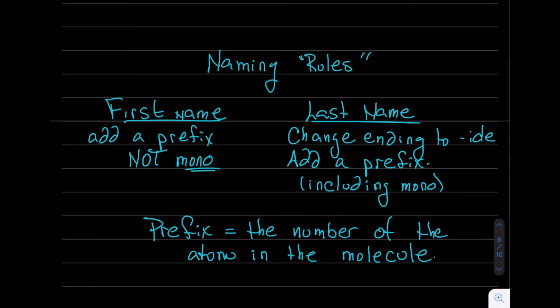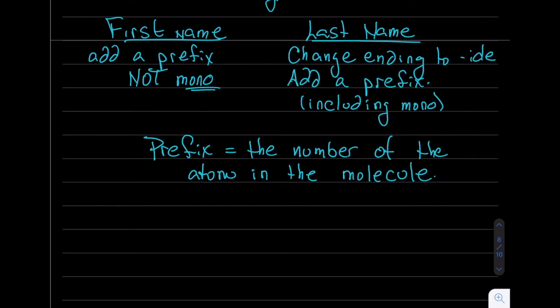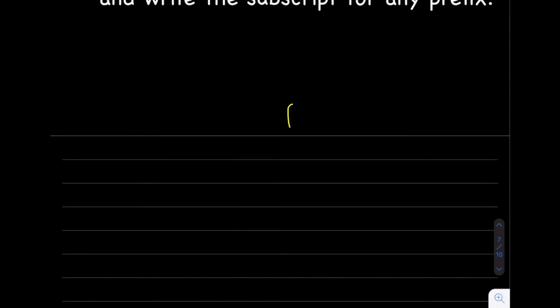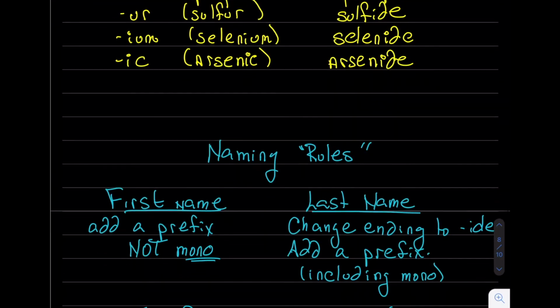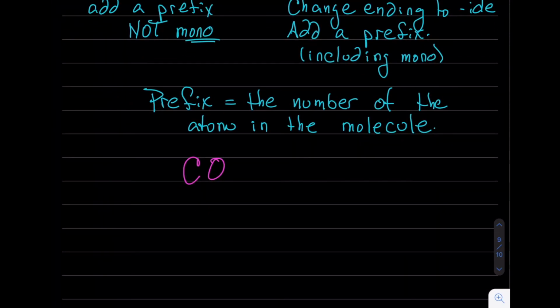Okay. Let's try one more. How about, let's try this one. CO. So, first name, C is the first name. We're going to add a prefix. There's only one of them. So what's the prefix for one? It is mono. But we don't use mono for the first name. So this is going to just be carbon.